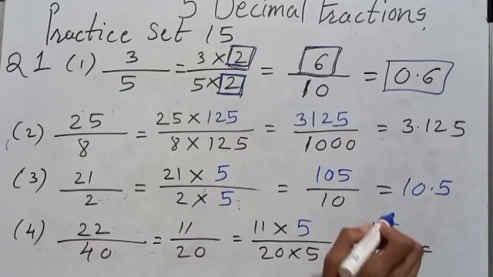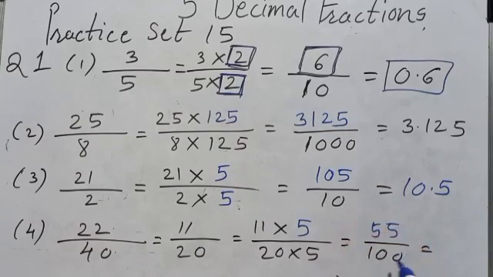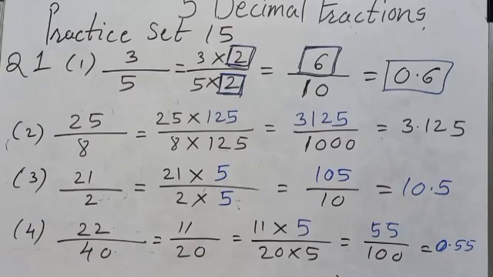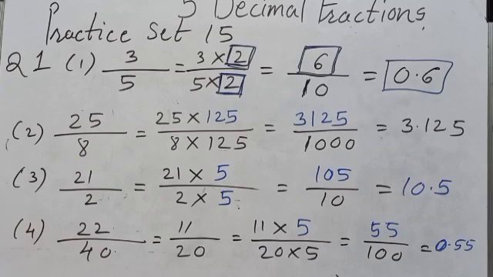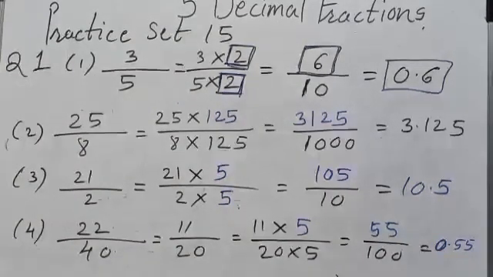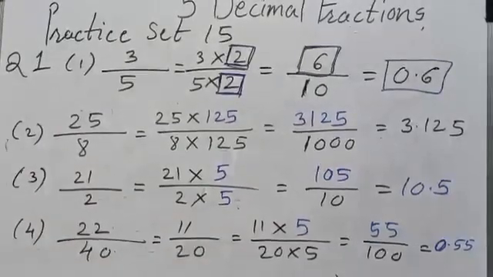And then on 100, how many zeros are there? 2. So 1, 2, then 0.55. So in this way you have to solve all 4 examples of question number 1 in your notebook. So practice set 15, question number 1 you have to solve, and before that you have to write the note that is there on page number 32. So that also you have to copy in your notebook.